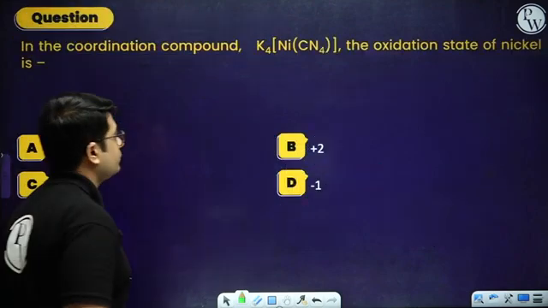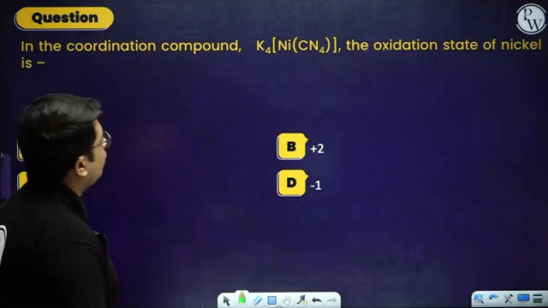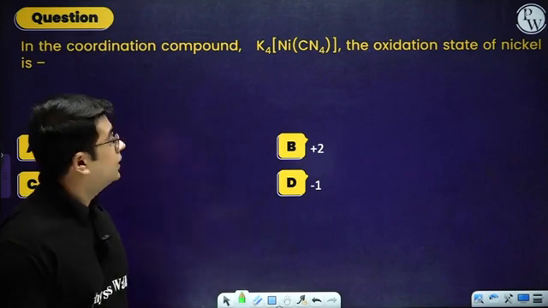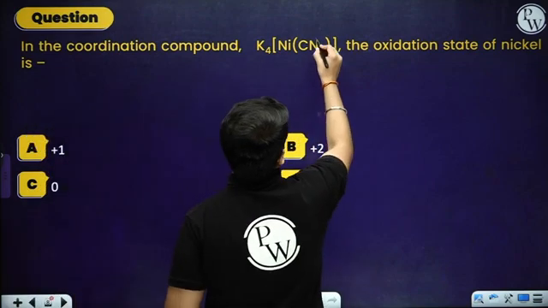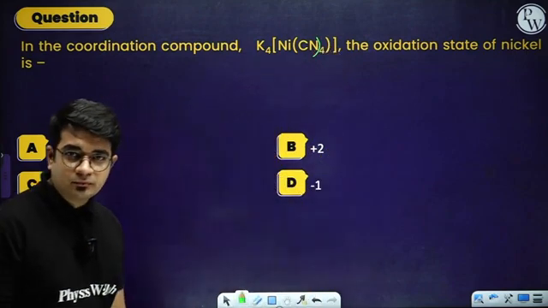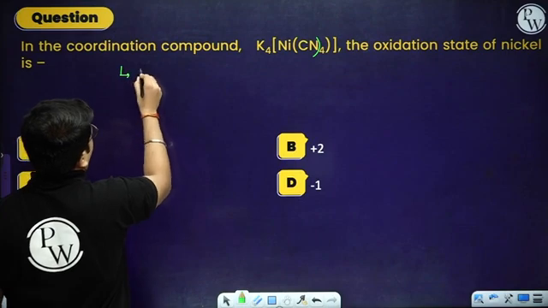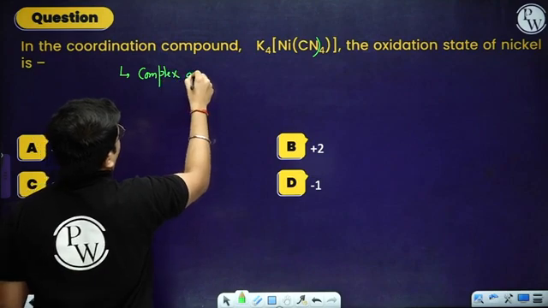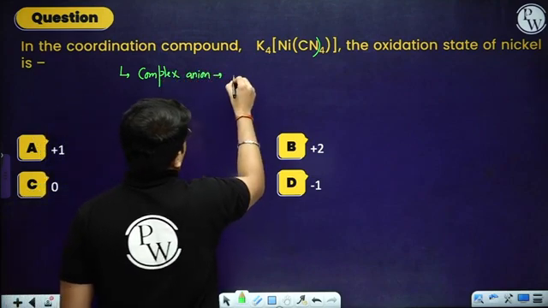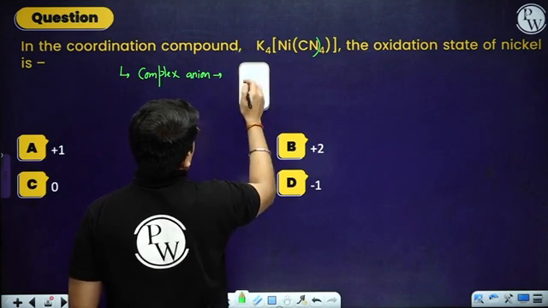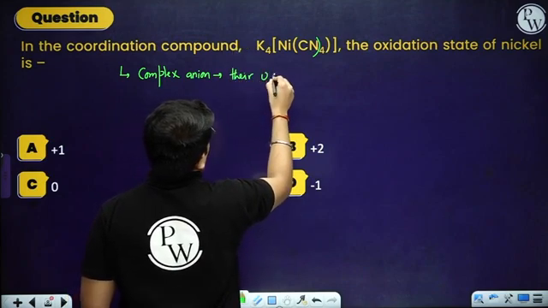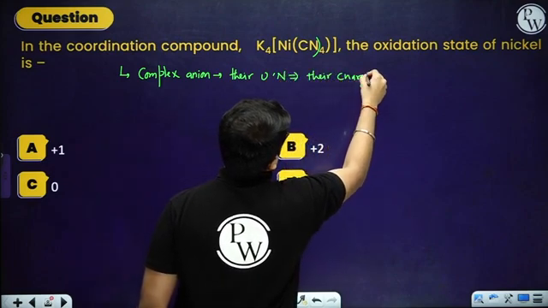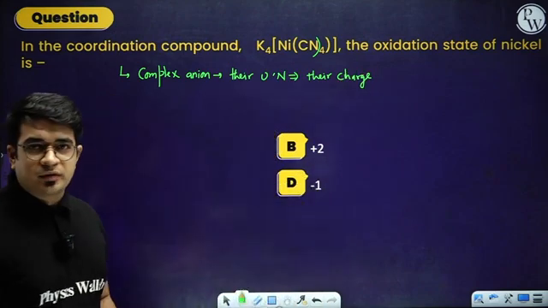Okay. Now, in the coordination compound K4[Ni(CN)4], the oxidation state of nickel is, so basically this is like (CN)4. Okay. So always remember that in case of a complex anion, their oxidation number will be equal to their charge. Okay, so you just have to remember this thing. Their oxidation number will be equal to their charge only.